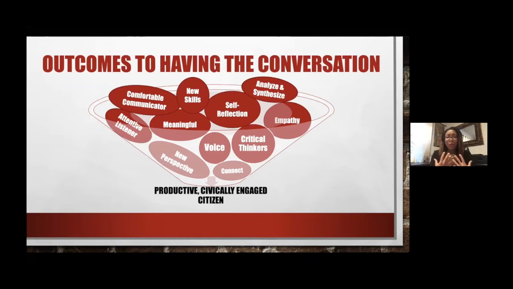When they're done right, these are some of the outcomes. Look at this. We're creating analyzers, synthesizers. They become self-reflective practitioners. We create critical thinkers with empathy. Most importantly, they'll be able to develop their voices and connect with other students in the classroom so they can become more and more comfortable with discussing uncomfortable things. Overall, the mission of every educational institution is to develop productive, civically engaged citizens. And that's what we will do when we implement these strategies in the classroom.